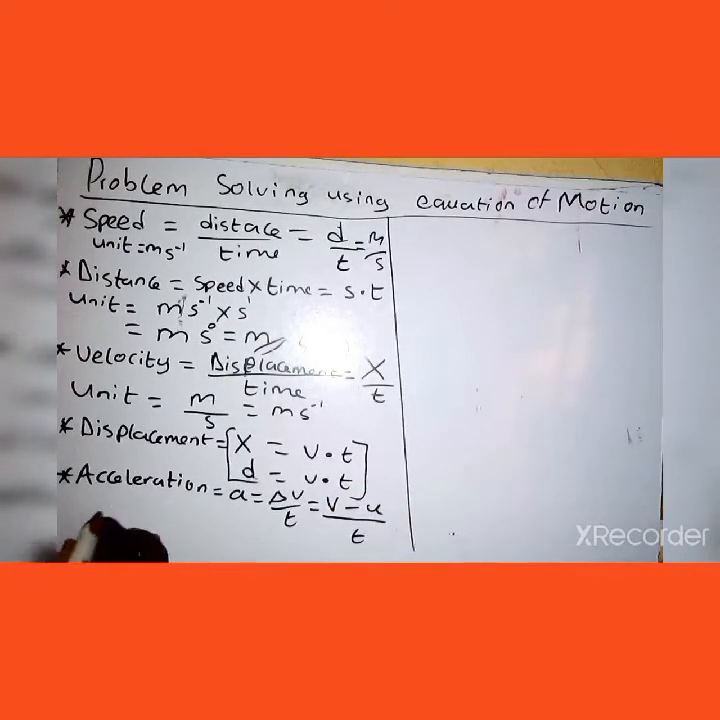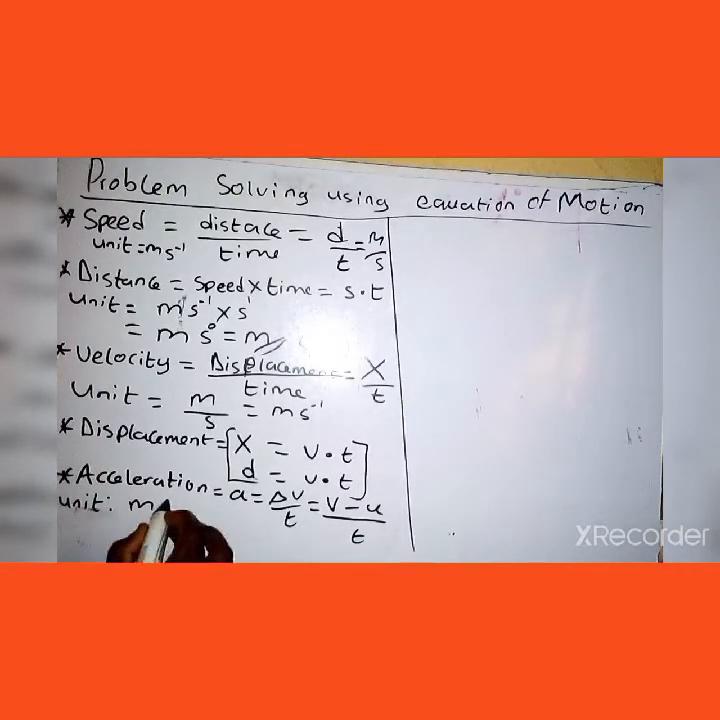So the unit of acceleration: velocity is in meter per second and time is in second. So you now have meter s raised to minus 1, minus 1 also. By the law of indices, you have s raised to minus 2. This is the unit of acceleration, meter per second squared.